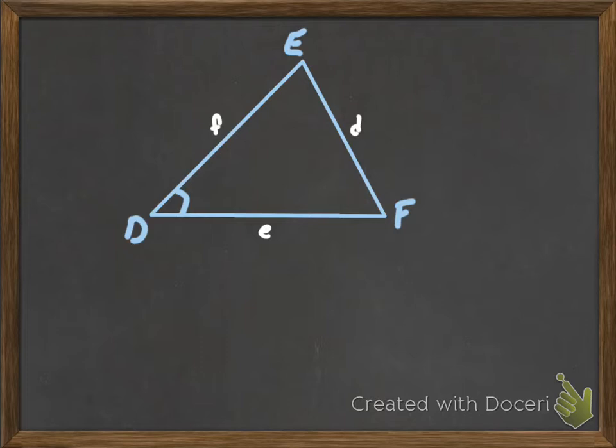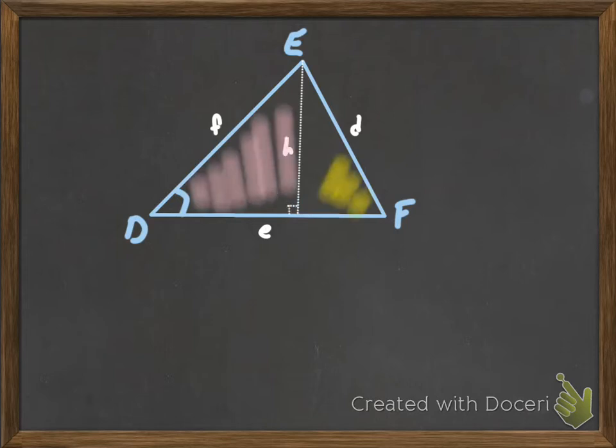So even though the triangle is not a right triangle, we can create right triangles by going ahead and dropping an altitude. So if I just drop this height or altitude, they're synonyms, they mean the same.